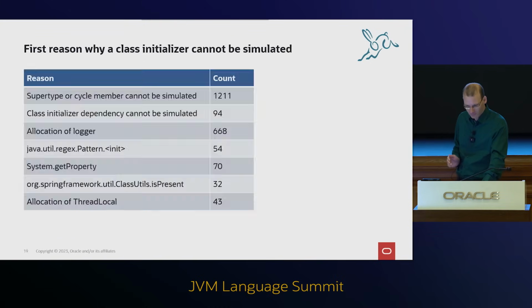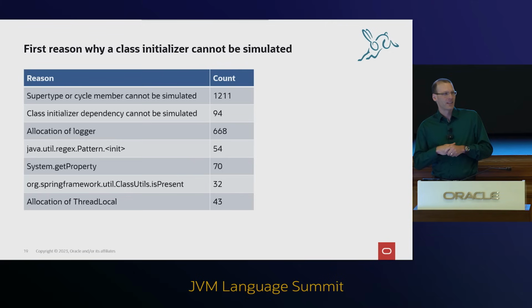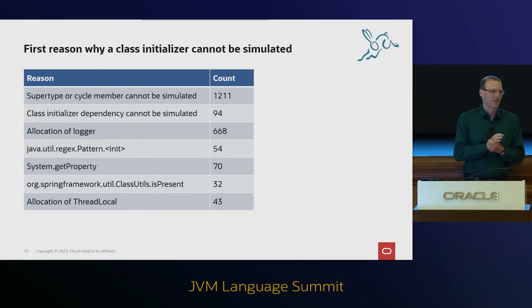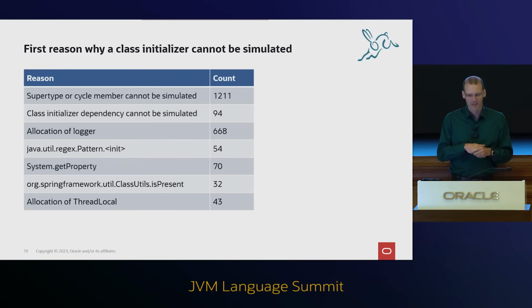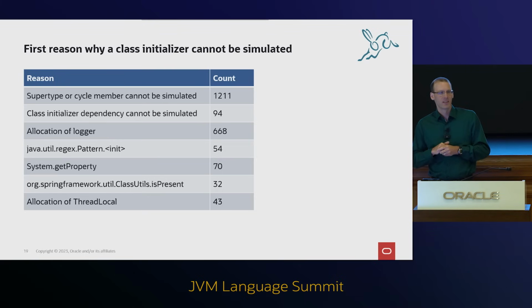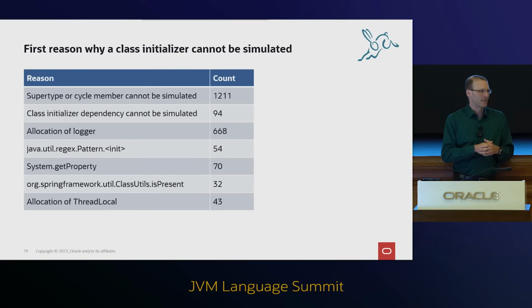The first thing I looked at is the first reason why a class cannot be initialized. That's an approximation of all reasons, because the first thing the class initializer does is probably the most important one. For many classes, the first thing is going to the supertype initialization or a cycle member. More than a third of these class initializers are actually blocked because a superclass already has a problem, which is good and bad.